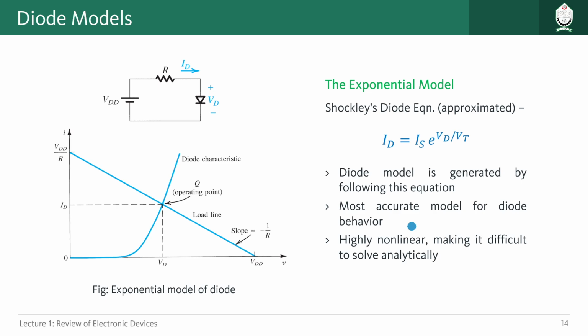Now for the next model, this is the exponential model, the most accurate model possible for modeling diode behavior. We take the actual equations that govern our diode and the circuit. Here you can see this circuit, and two equations govern its behavior. One of them is the KVL that can be applied in this circuit, and another is the behavior of the diode itself. By Shockley's diode equation we get the behavior of the diode, which is ID equals IS e to the power VD by VT. We earlier approximated that, so this is the equation we should use to represent the behavior of the diode.